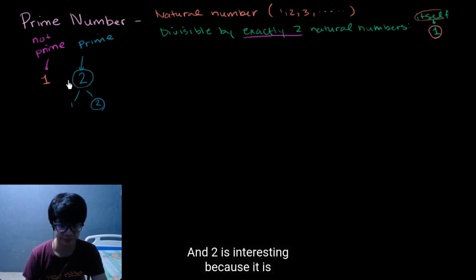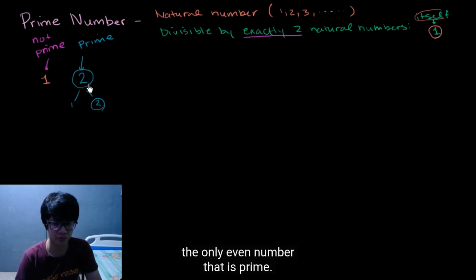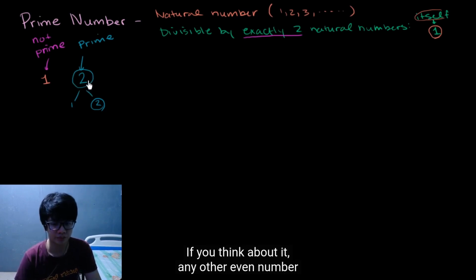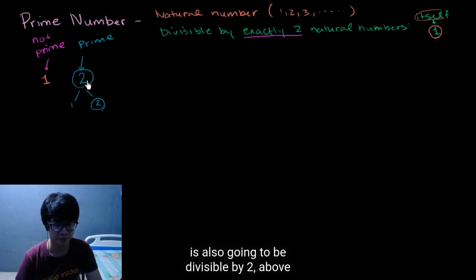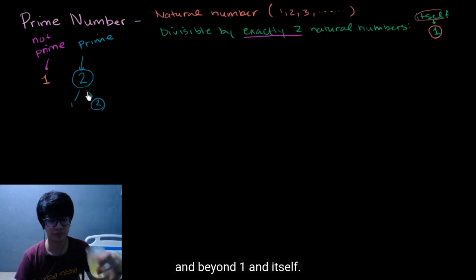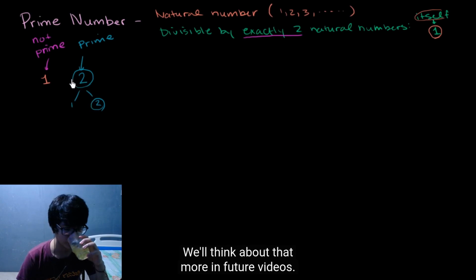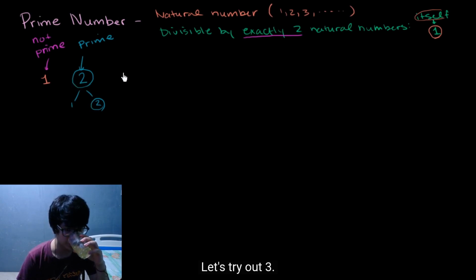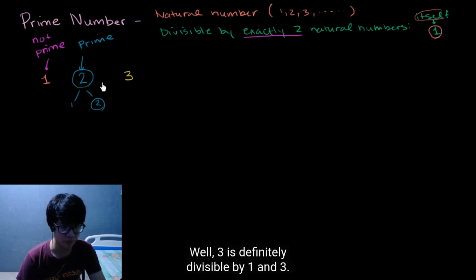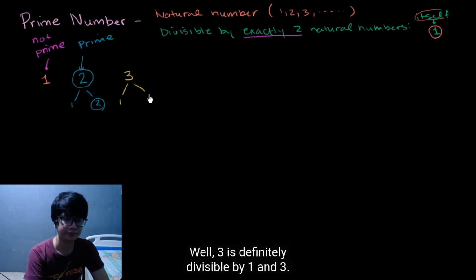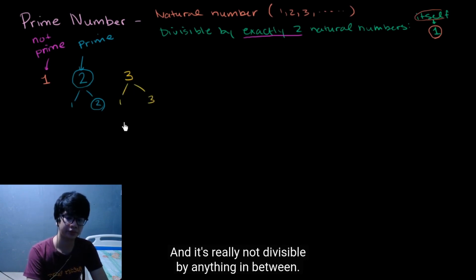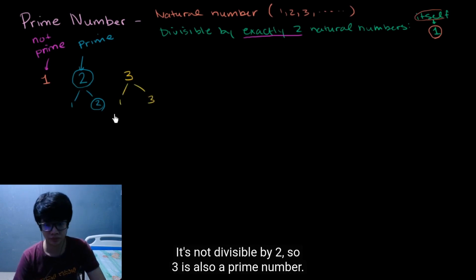Now 2 is interesting because it is the only even number that is prime. If you think about it, any other even number is also going to be divisible by 2 above and beyond 1 and itself. So it won't be prime. We'll think about that more in future videos. Let's try out 3. Well, 3 is definitely divisible by 1 and 3. And it's really not divisible by anything in between. It's not divisible by 2. So 3 is also a prime number.